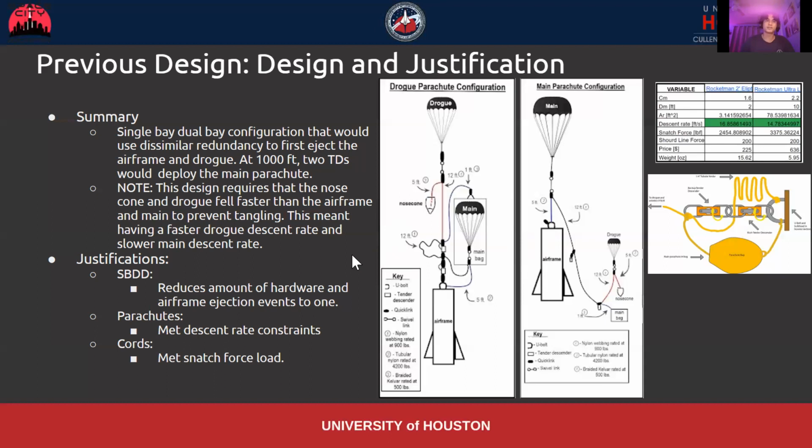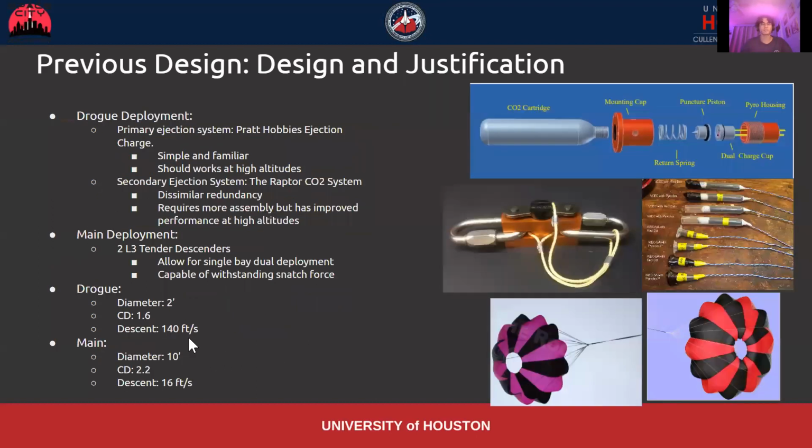But the justification for this design was a single bay, and that just meant reducing the amount of hardware and the amount of ejection events to deploy the parachutes. And then, of course, our parachutes still were within the allowable range. It was just not optimized. And then the cords met the snatch force, which I'll talk about in a bit.